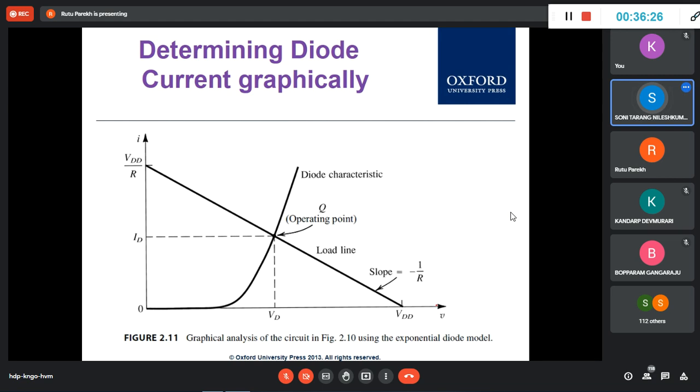Yes, ma'am. If I is equal to 0, VDD. Here we are plotting. Here we are changing the voltage across the diode, ma'am.